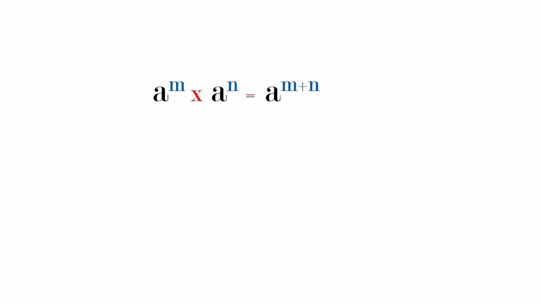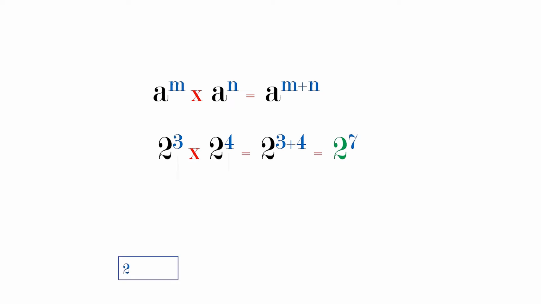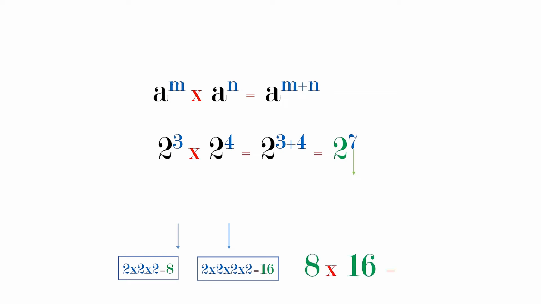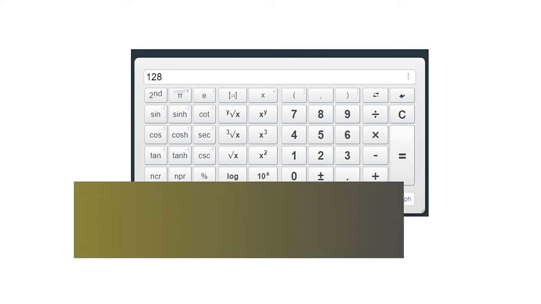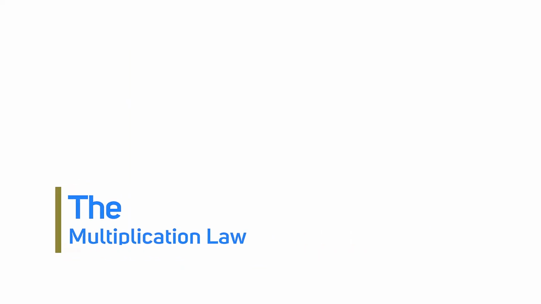I'll give an example to illustrate this. 2 to the power of 3 times 2 to the power of 4 is the same as 2 to the power of 3 plus 4, which is the same as 2 to the power of 7. If we expand this to check whether the answer is correct, 2 to the power of 3 is 8, multiplied by 2 to the power of 4, which is 16, will give us 8 times 16, which is 128. And if we check with our calculators, we put 2 to the power of 7, we get 128. We call this in exponents the multiplication law.